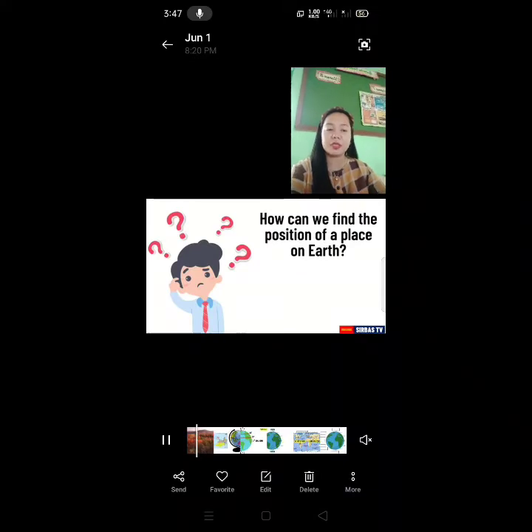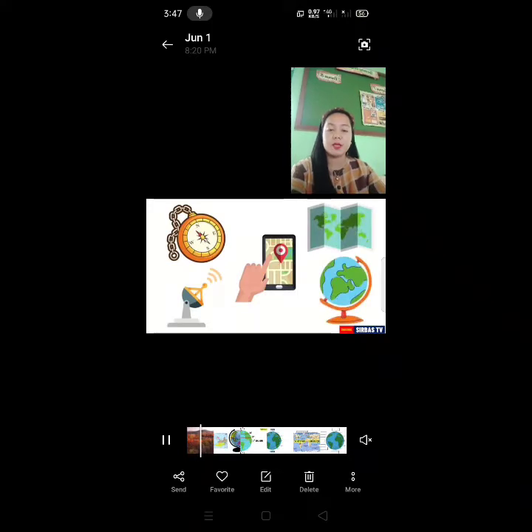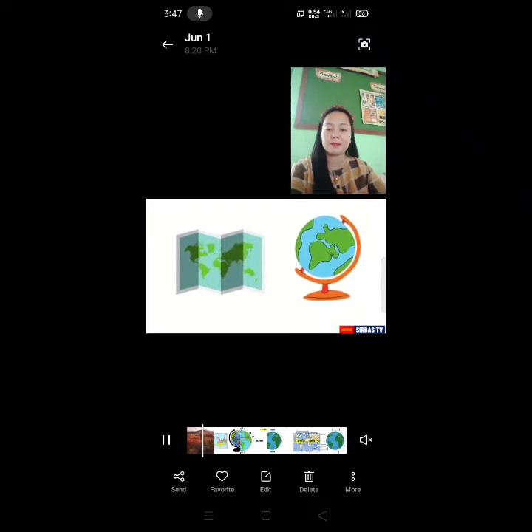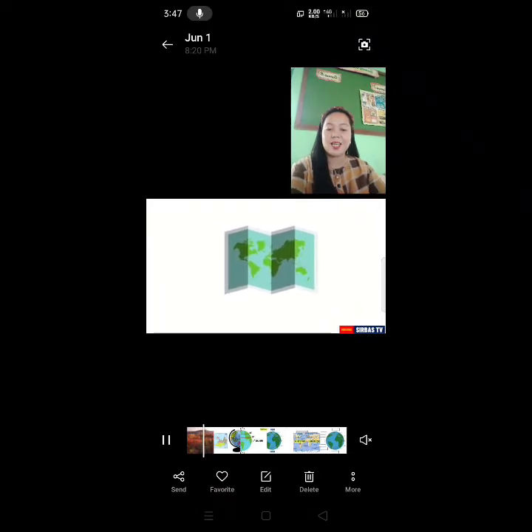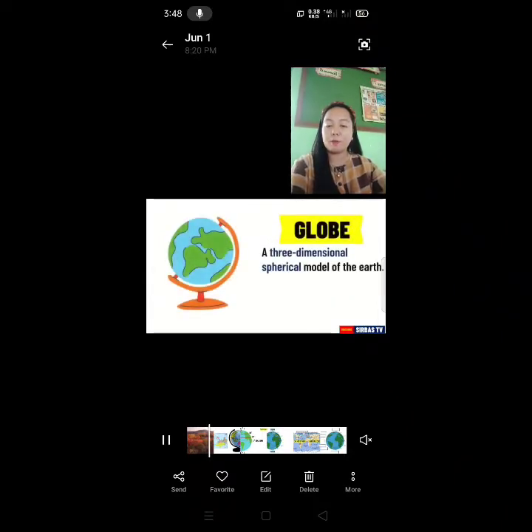Different tools can be used in finding the position of a place on Earth. These are the compass, radar, GPS, the map, and the globe. In this video, we are going to focus on maps and globes. A map is a two-dimensional graphical representation of an area, land or sea, depicting physical features, while the globe is a three-dimensional spherical model of the Earth.